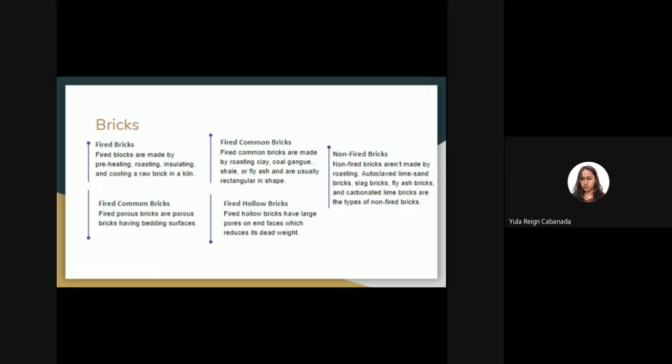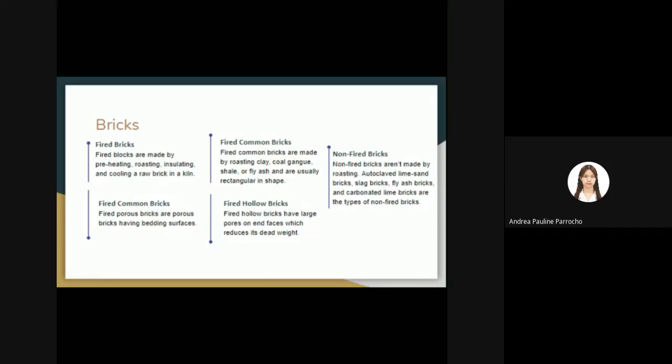or hollow blocks. Next, we have fired common bricks. The fired common bricks are made by roasting clay, coal gang, shale, or fly ash and are usually rectangular in shape. Based on the raw materials used, fired common bricks can be classified as fired clay bricks, fired coal gang bricks, and many more. These bricks are used in constructing the exterior as well as interior walls of buildings.